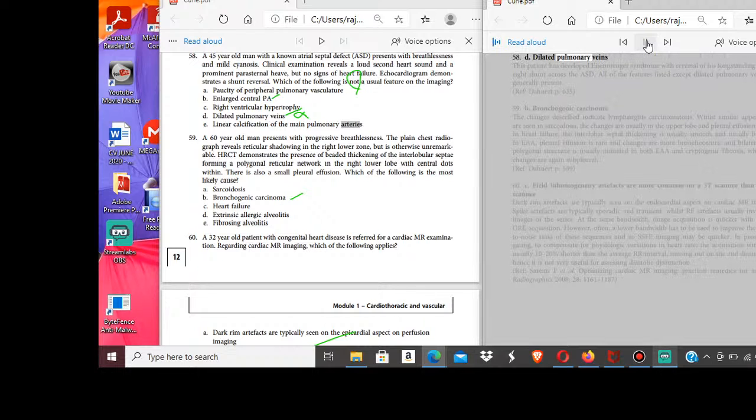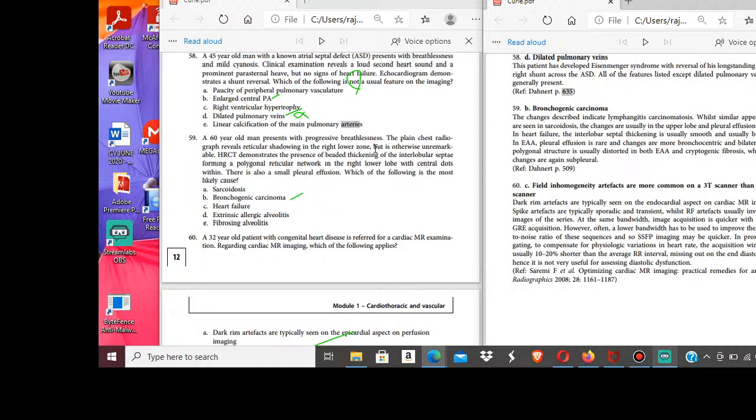58. D. Dilated pulmonary veins. This patient has developed Eisenmenger syndrome with reversal of his long-standing left to right shunt across the ASD. All of the features listed except dilated pulmonary veins are generally present. Ref. Dannert P. 635.